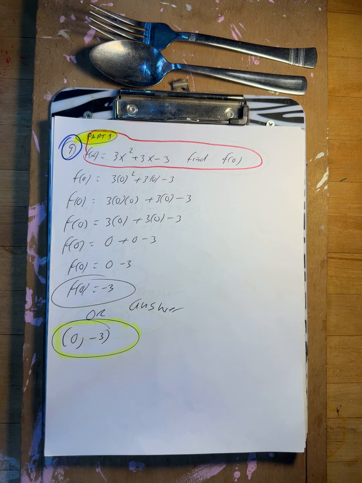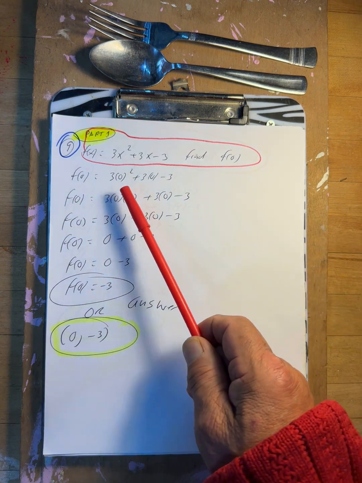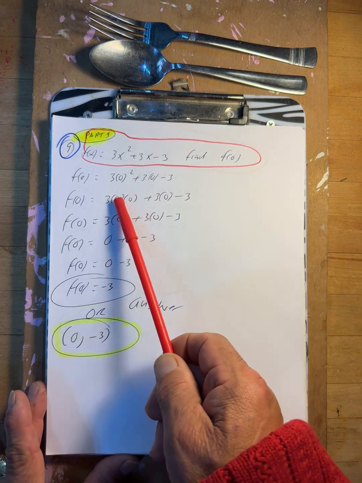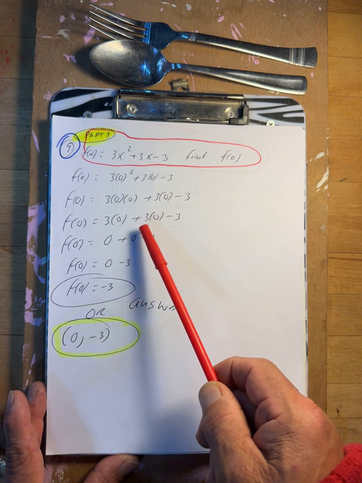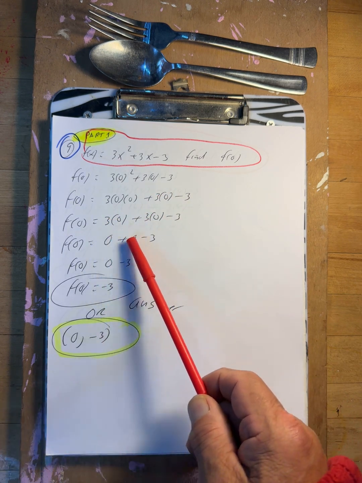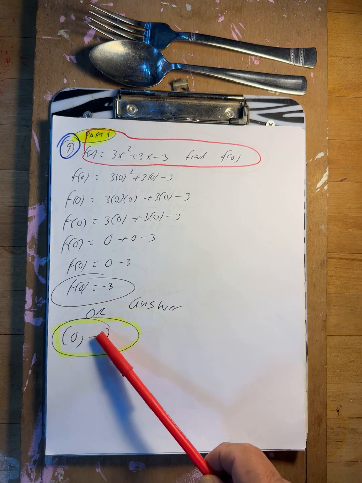Part 1. It's f of x. Find f of 0. Put a 0 there for the x's. So 0 squared means 0 times 0. 9 times that is 0. 3 times 0 is 0, times that, 0. And minus 3. 0 minus 3 is negative 3. So f of 0 is negative 3, or (0, negative 3).